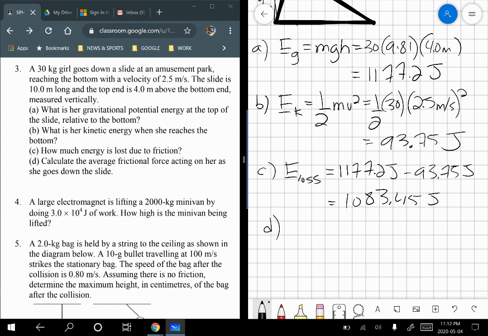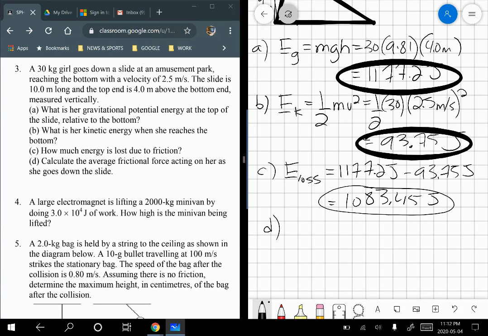So that's C, done. Part D, calculate the frictional force. So far it's actually not too bad. I think most of you probably could have thought your way to that and figured out that's how much energy is lost. But now we have to calculate how much friction there is. Now, friction comes from work, right? Work equals force times distance. How much work did friction do?